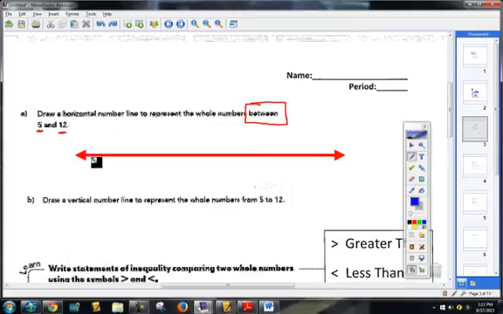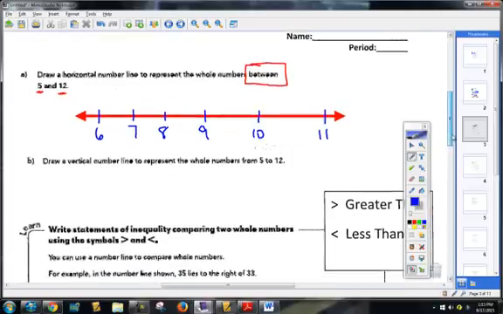between 5 and 12. So what's the first whole number after 5? Hopefully you're all saying 6. And then what's the last whole number before 12? It's going to be 11. So if we're going to represent all the whole numbers, we're just going to count by ones. You all know what whole numbers are. Now obviously my spacing is way off. Just do your best. The spacing should be accurate. Mine, I didn't do a very good job, but that's okay.